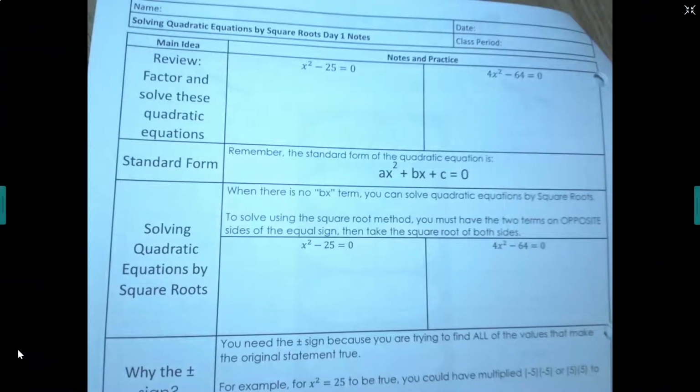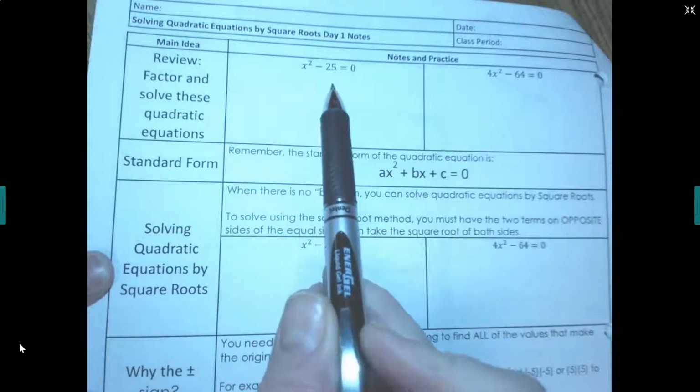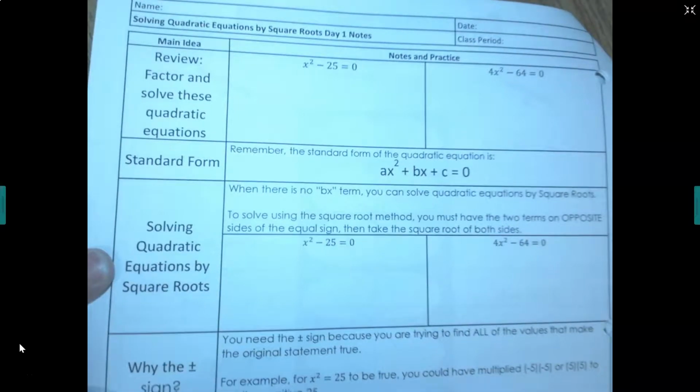Welcome to this video about solving quadratics using the square root method. So let's do some review about our factoring. So we have two terms equal to 0. The equal to 0 is a clue that you're wanting to solve, meaning find where the graph crosses the x-axis.